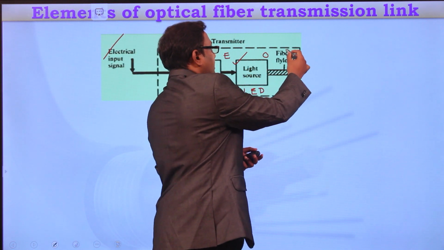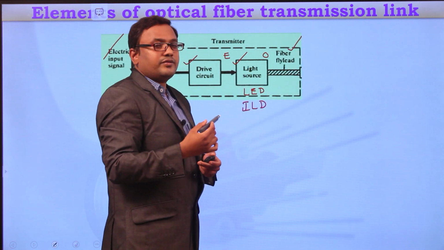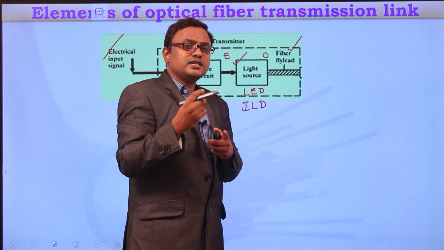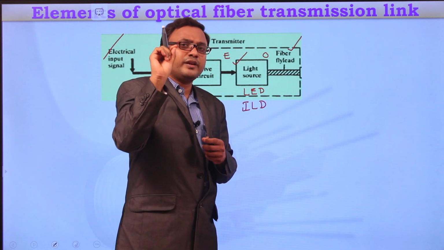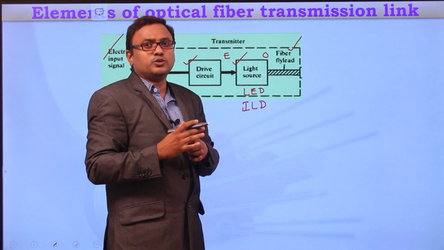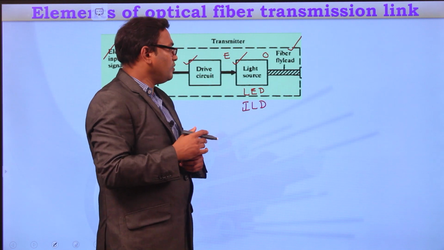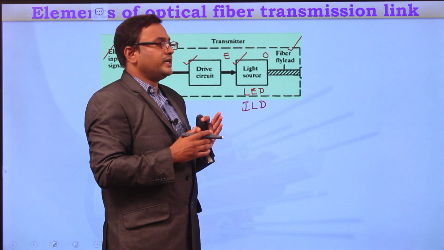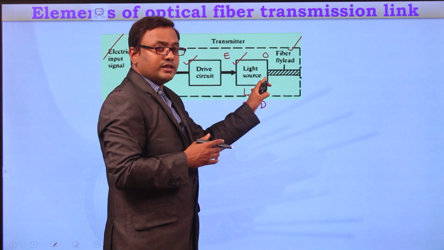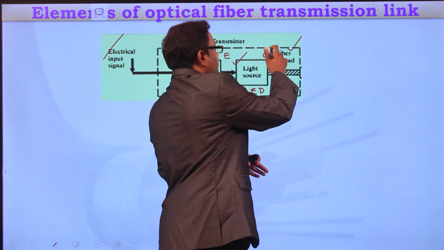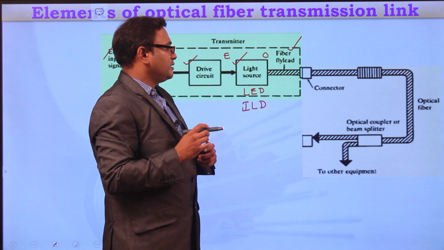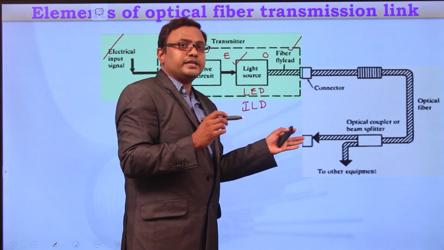So the optical source is connected to a fiber fly lead. What is the fiber fly lead here? A fiber fly lead is a small portion of the optical fiber cable which is attached along with the optical source. And now the transmitter section is completed. So in the transmitter section, the electrical information is converted into optical information, and this optical signal is connected to the optical fiber cable, which is nothing but the communication channel or the transmission medium here.